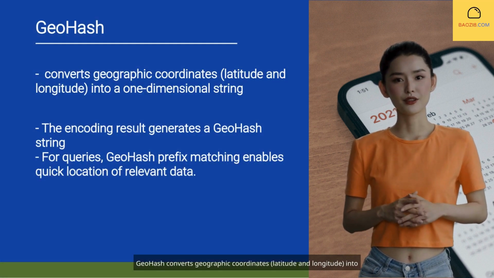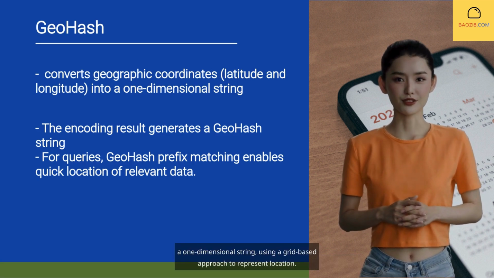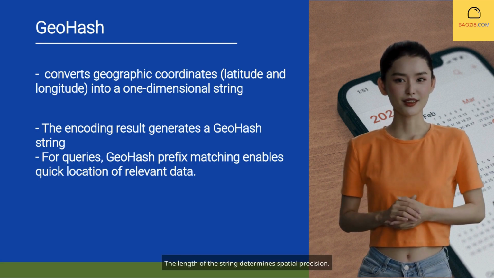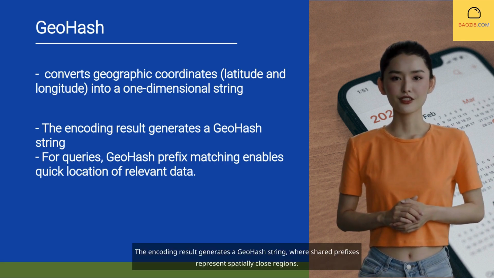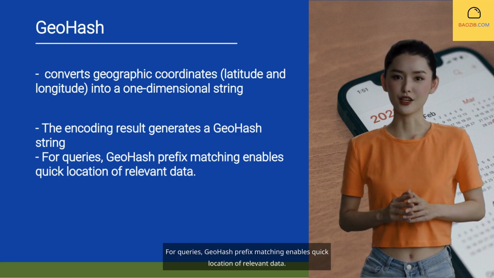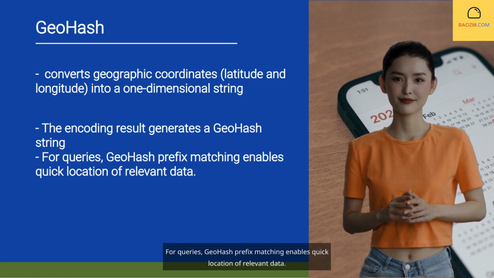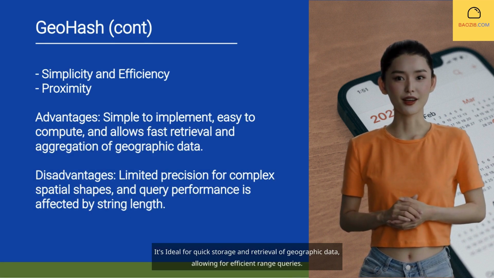GeoHash converts geographic coordinates, latitude and longitude, into a one-dimensional string, using a grid-based approach to represent location. The length of the string determines spatial precision. The encoding result generates a GeoHash string, where shared prefixes represent spatially close regions. For queries, GeoHash prefix matching enables quick location of relevant data. It's ideal for quick storage and retrieval of geographic data, allowing for efficient range queries.